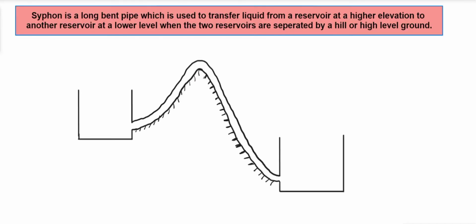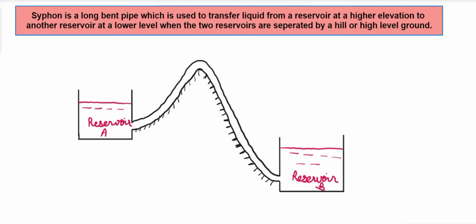We can represent it in a diagram like this. We are having two reservoirs as shown here in this diagram. This one is my reservoir A, which is at a higher elevation, and this one is my reservoir B, which is at a lower elevation compared to the reservoir A.